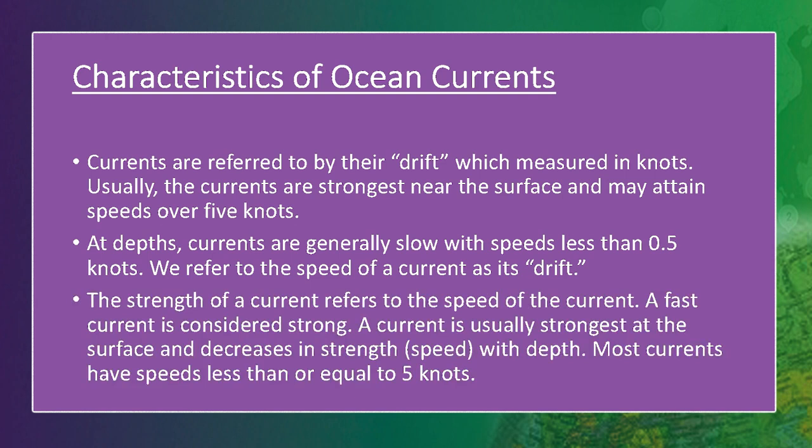The strength of a current refers to the speed of the current. A fast current is considered strong. A current is usually strongest at the surface and decreases in strength with depth. Most currents have speeds less than or equal to 5 knots.